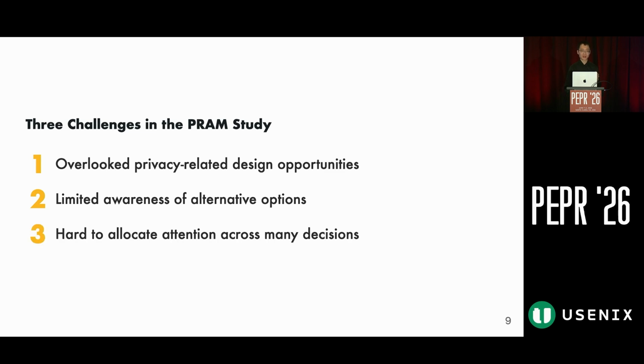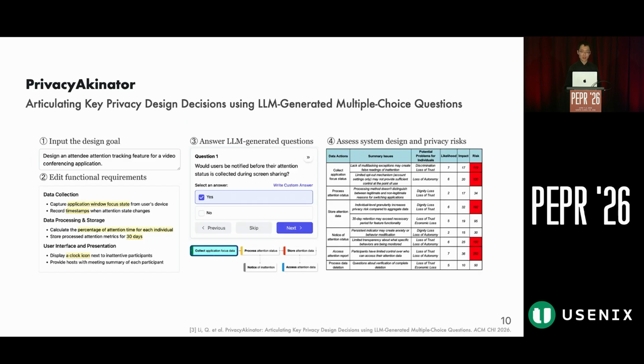Third, since each data practice can involve many design decisions, it is very hard for them to allocate their attention. Several participants spent most of their time focusing on the one data action they were most familiar with, and as a result, they had little energy to think about the other parts. Built on this, we designed an interactive tool called Privacy Akinator. Its core idea is to use a large language model to generate dynamic questions to help developers articulate privacy-related design decisions.